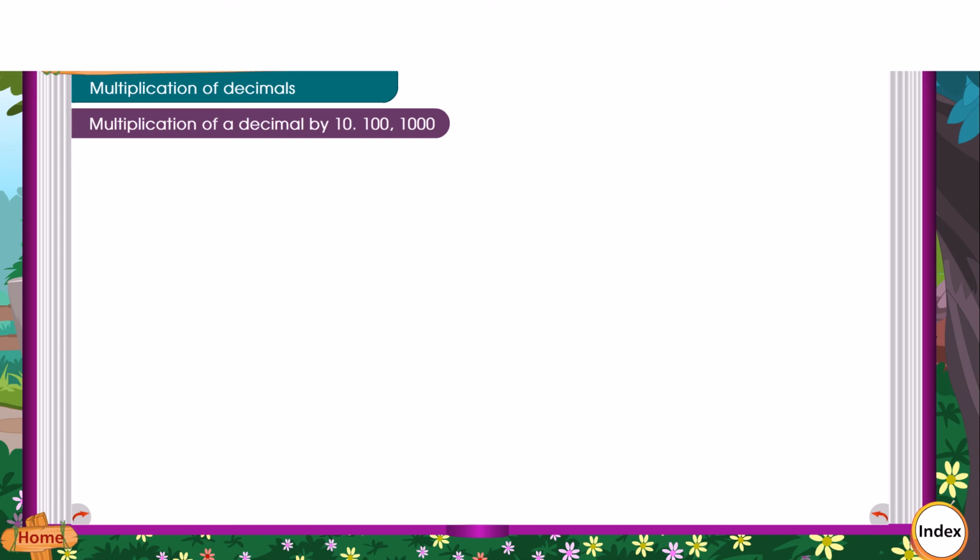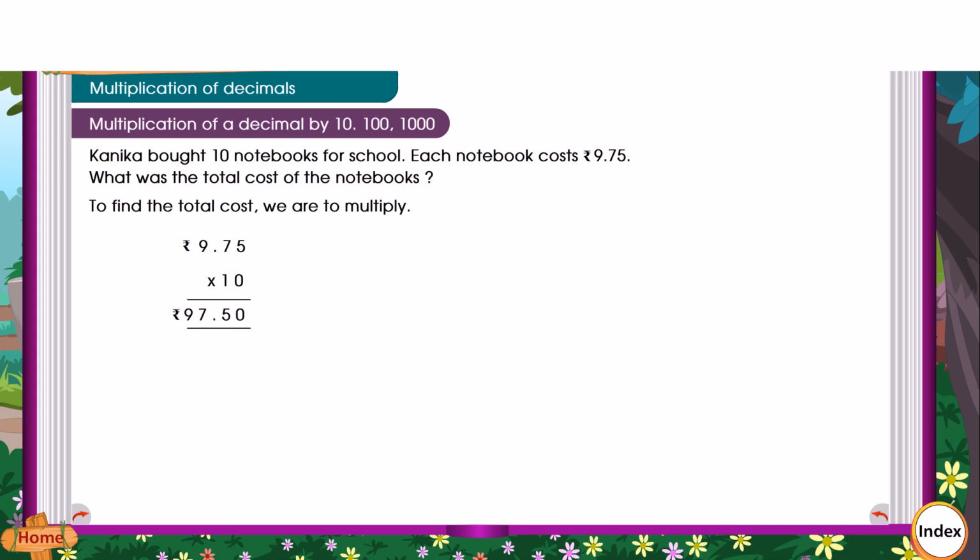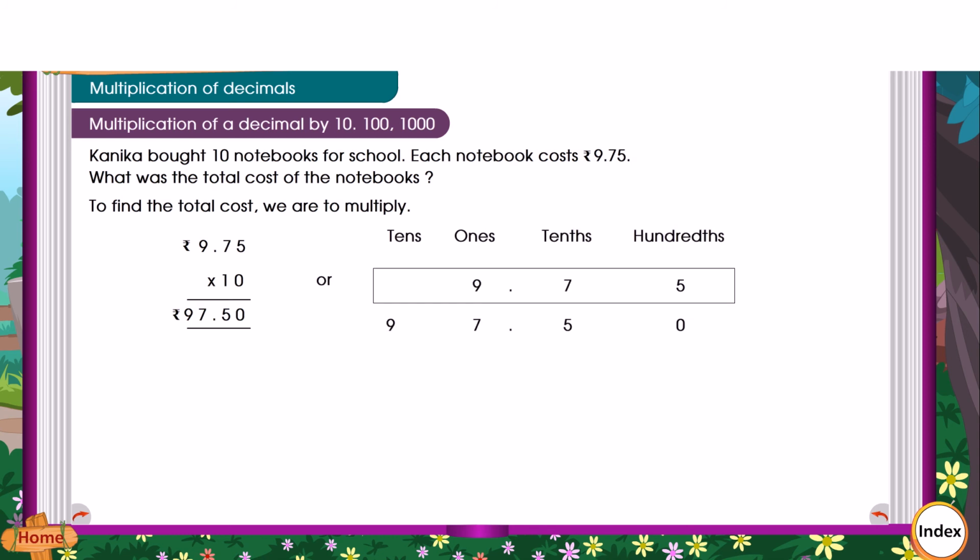Multiplication of a decimal by 10, 100, 1000. Kanika bought 10 notebooks for school. Each notebook costs Rs 9.75. What was the total cost of the notebooks? To find the total cost, we multiply rupees 9.75 into 10, which is equal to rupees 97.50, or the value of each digit has increased by one place.